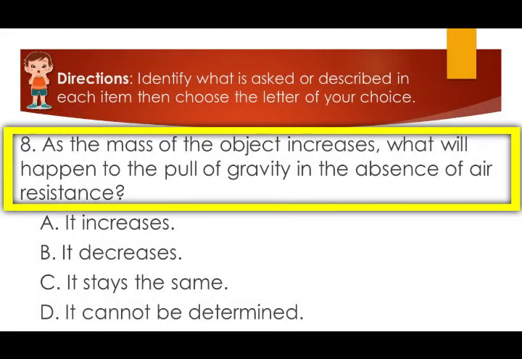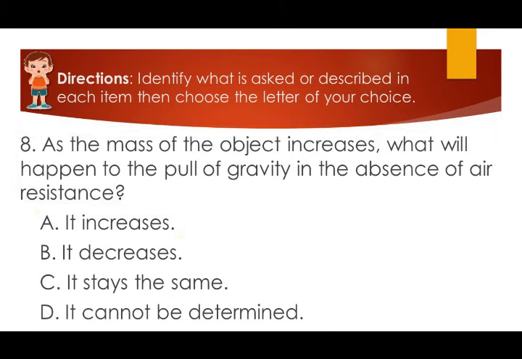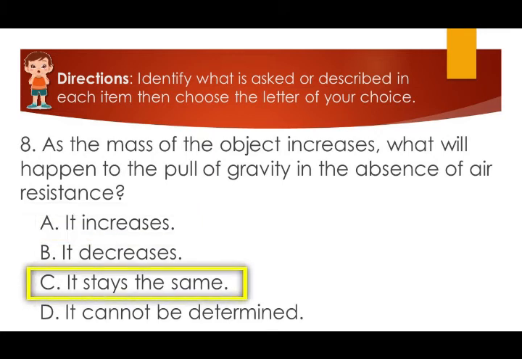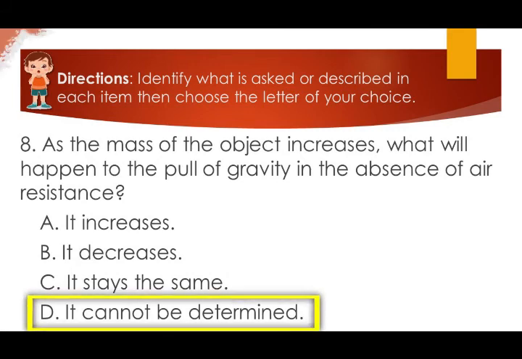Number 8. As the mass of the object increases, what will happen to the pull of gravity in the absence of air resistance? A. It increases. B. It decreases. C. It stays the same. D. It cannot be determined.